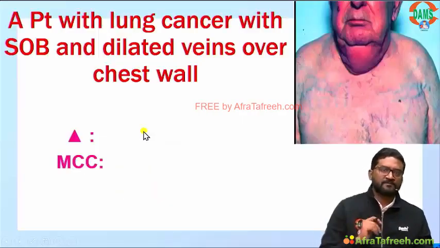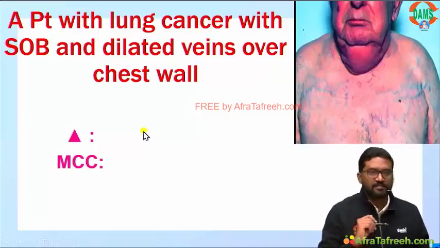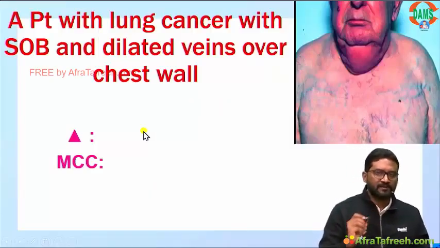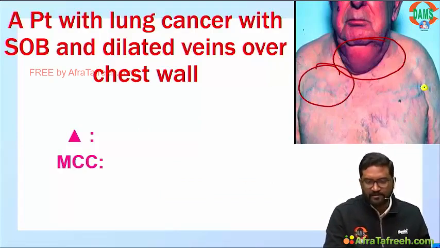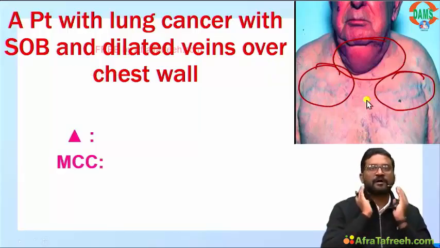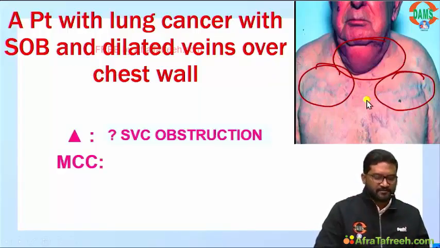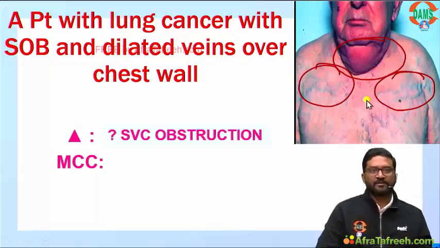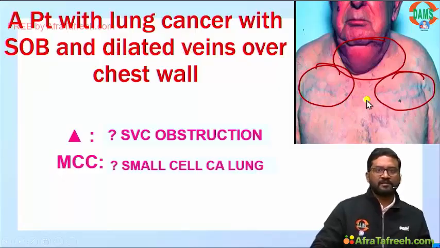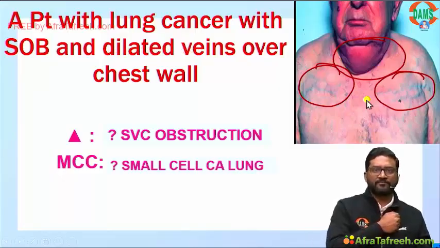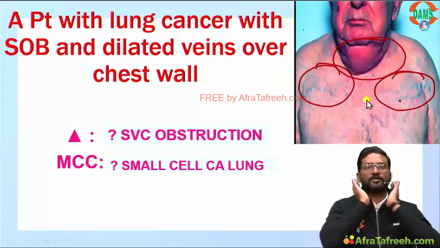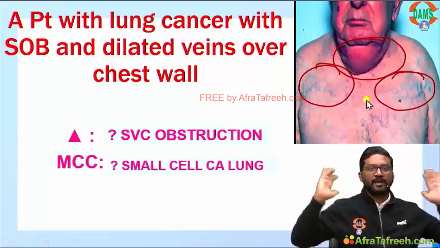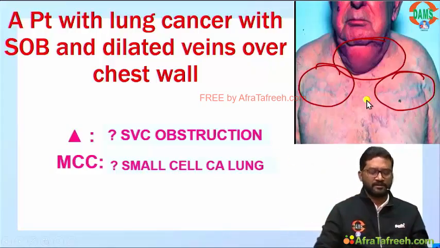Now what is this? A patient with lung cancer with shortness of breath and dilated veins. See here, there are dilated neck vessels, chest vessels, and swelling. So this is a classical feature of SVC obstruction. And what is the most common cause of SVC obstruction? Small cell lung cancer. So whenever your superior vena cava is blocked, students, because of malignancy, there will be backflow of blood. Because of backflow of blood, there will be neck swelling and dilated veins over the chest wall.